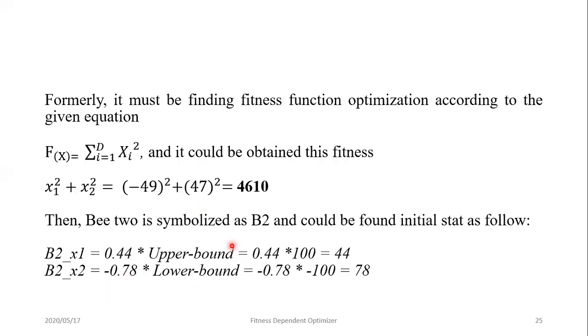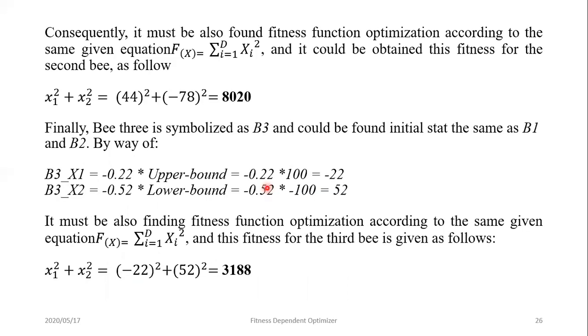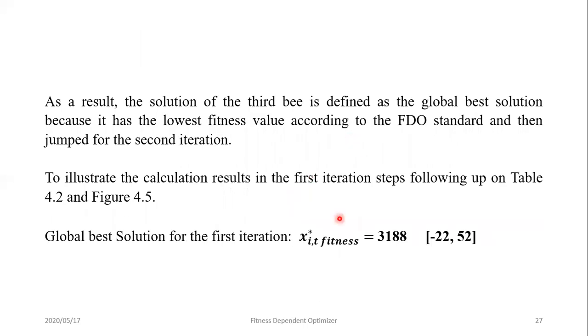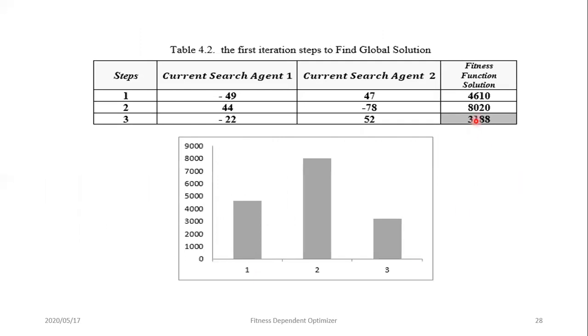We can notice that this one is 4,610, this one 8,020, and this one 3,188. This is the minimum that we have, and we do minimization. So this is the fitness function in this iteration. This is the best solution that we have. So the best solution we have is minus 2252, and its fitness is 3188. That is the third agent. So the third agent, that one was the minimum.